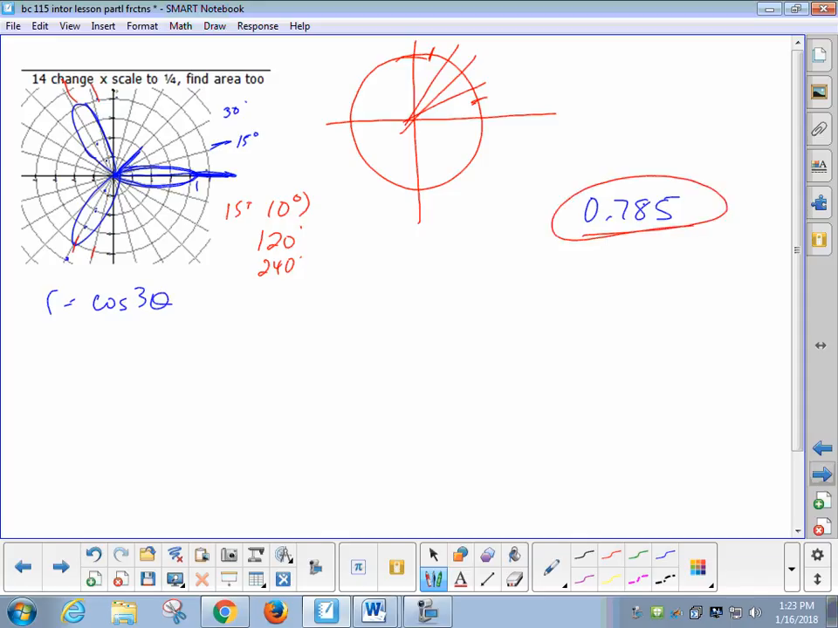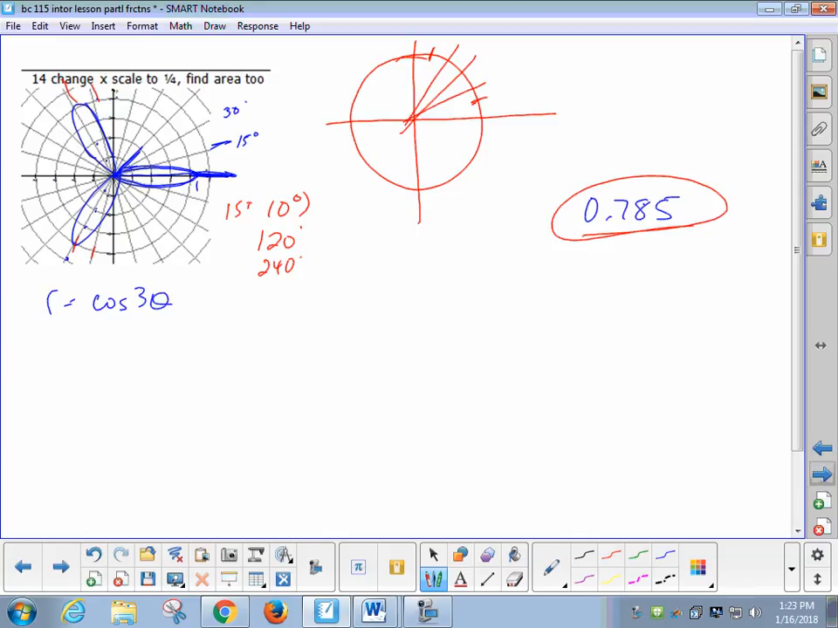Your area is 0.785 for your rotation. That's unfortunate. Okay. So you're 131. Yeah, I have no idea how you got that.